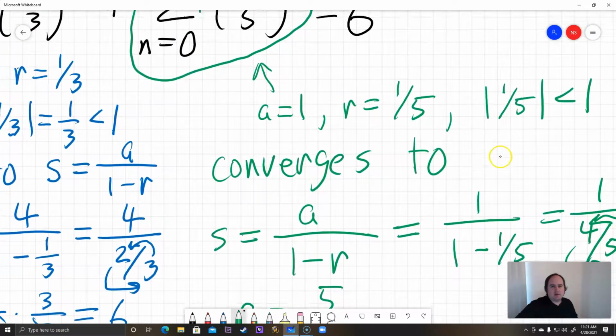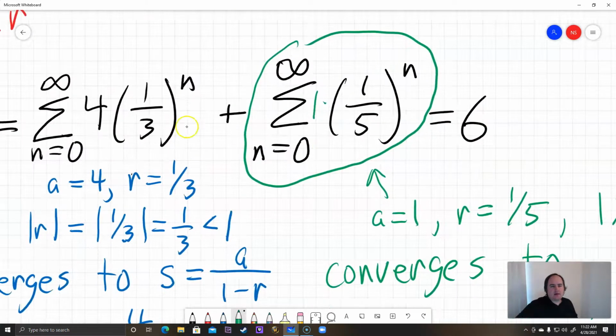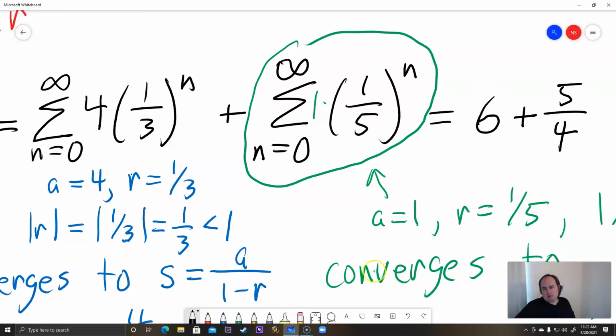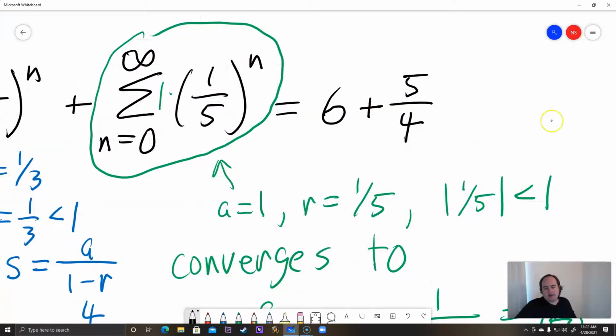So what we have here is 6 for the first one, and then 5/4 for the second sum. Because they were added together over here, we're going to have 6 plus 5/4. For the 6, we can rewrite that as 6 over 1, and then we can combine these fractions. I can build them to a common denominator by multiplying the first one by 4 on the top and the bottom.